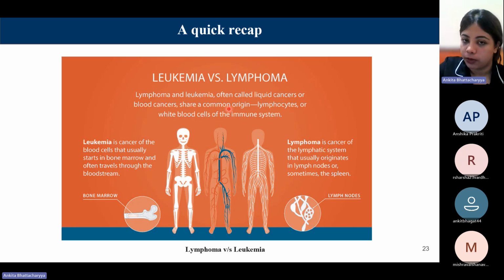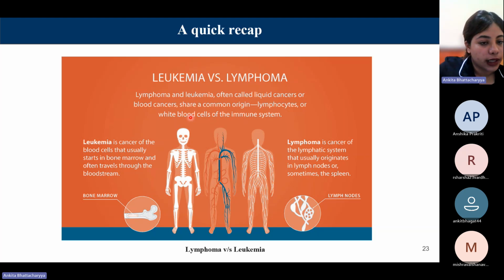Leukemia and lymphoma are very commonly known as blood cancer or liquid cancer. They do have a common origin. The only point of overlap between these two types of cancers is that they arise from the immune cells, the white blood cells of the immune system, which includes lymphocytes. However, they are not the same. One is not a subtype of the other. The main umbrella term remains blood cancer or hematological cancers, but under these, there are different subclassifications.